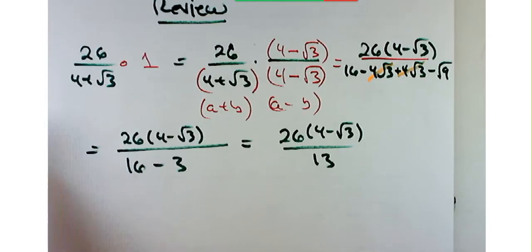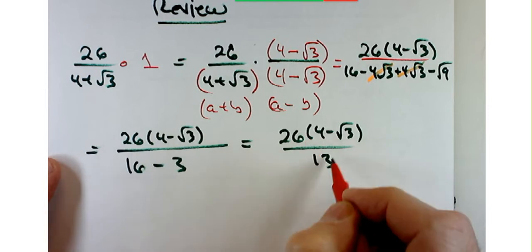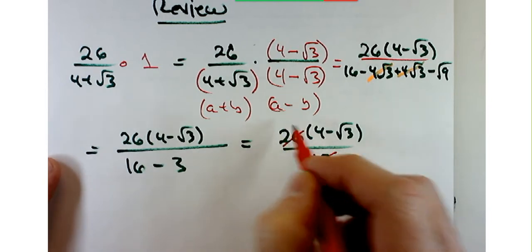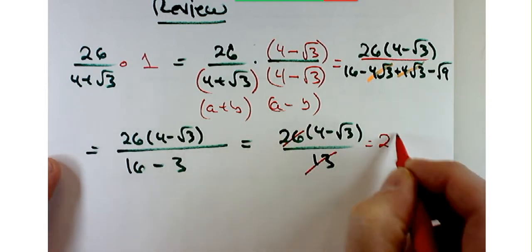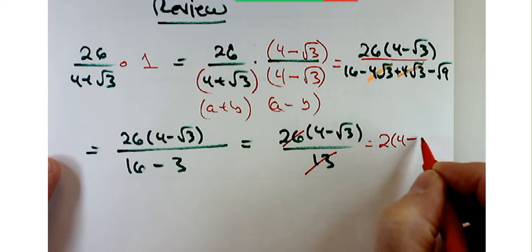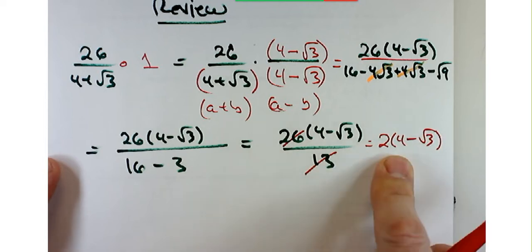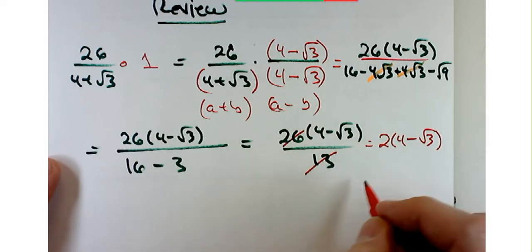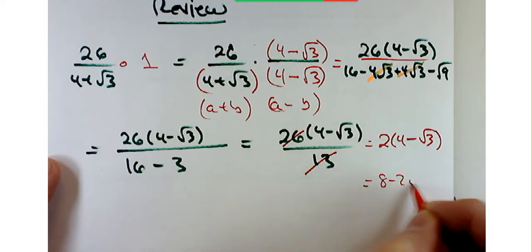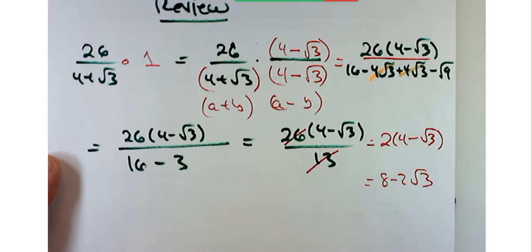And maybe now you can see why I waited just a little bit to multiply in the numerator. Is there something you would suggest I do before I multiply in the numerator? Reduce. Yeah. At this point, you can cancel the 13 into the 26, and it's going to go twice. 2 times 4 minus the square root of 3. And that's fine for our final answer. If you want to distribute that and get 8 minus 2 square roots of 3, that's okay as well.